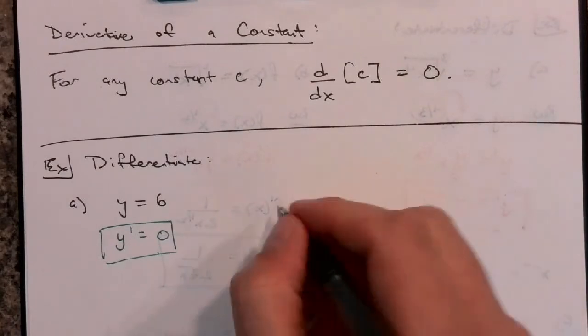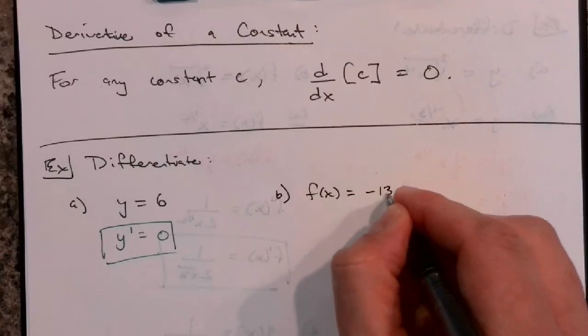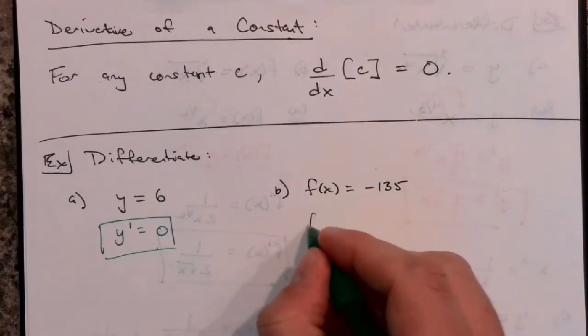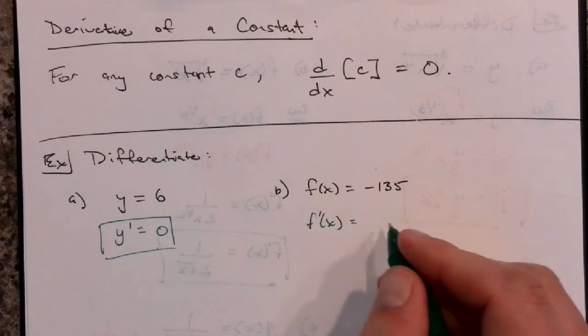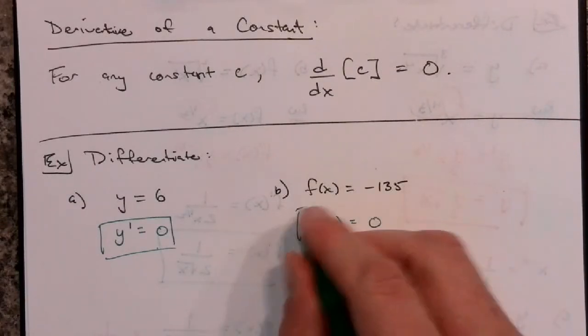You could have something like this, f of x equals negative 135. Well, what's f prime of x? Well, there are no variables in here. So that's like y equals negative 135. The derivative of that, derivative of a constant, always 0.